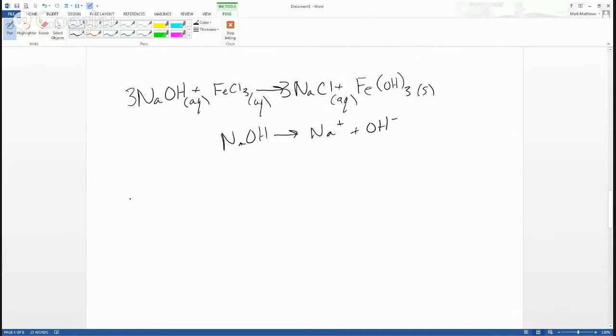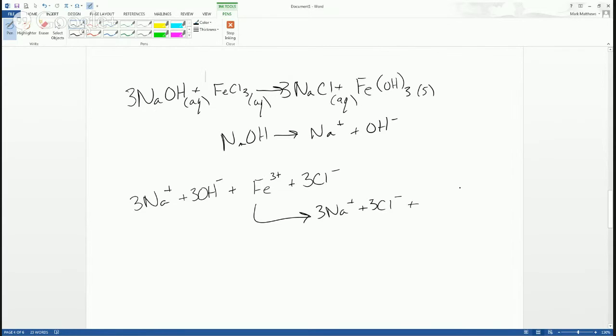So those 3 sodium hydroxides are going to break up to give you sodium ion and hydroxide ion. Now, you don't have to keep it balanced in most cases, but I like to keep it balanced all the way through. So 3 NaOHs give you 3 Na+ and 3 OH-. All right, iron 3 chloride is aqueous, which means it's going to dissociate into iron 3 and those 3 chlorides. The 3 sodium chlorides are going to break up to give you 3 sodium ions and 3 chloride ions.